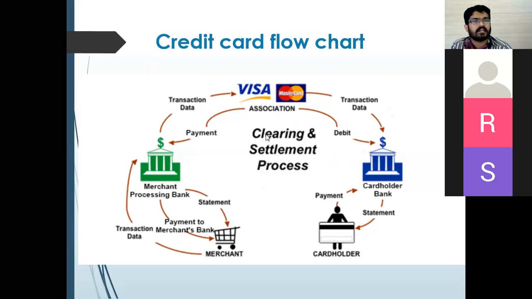Issuer's account is debited through the card association. Association makes the payment to the acquirer, and the acquirer makes the payment to the merchant banker. So this is the entire card flow chart of how transactions happen in a card system. I hope you're clear with this.